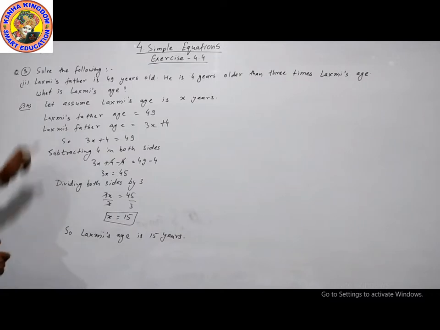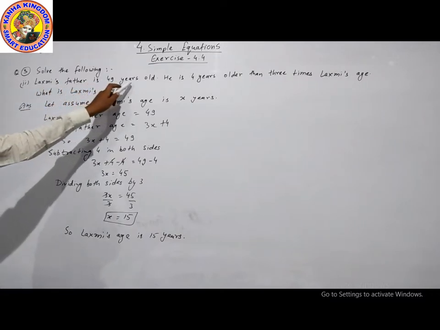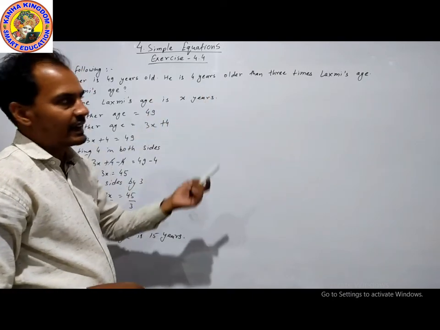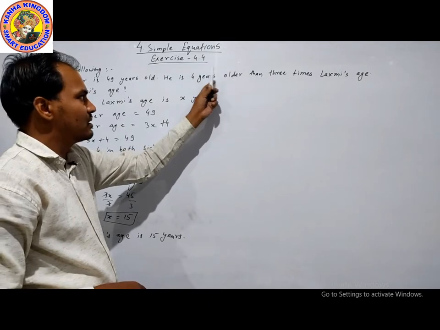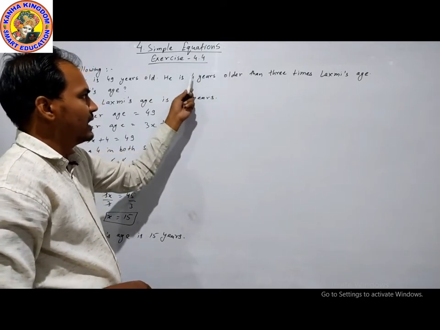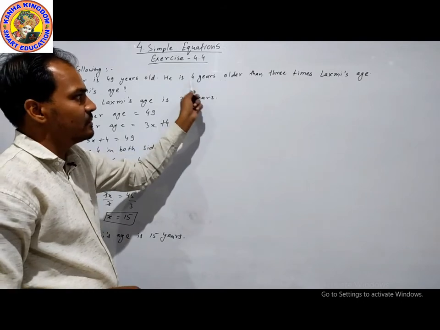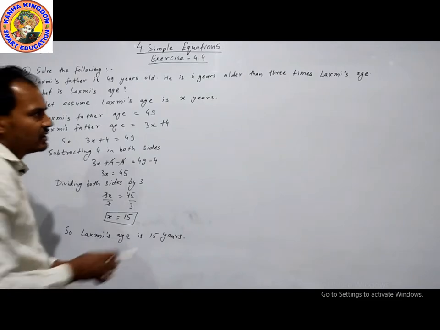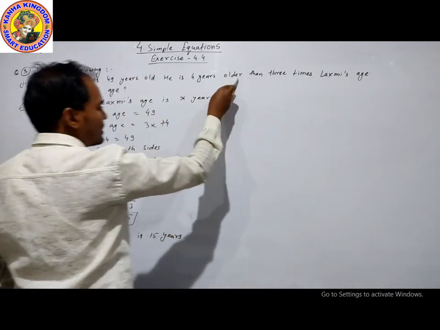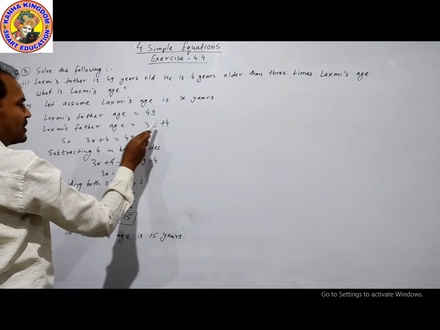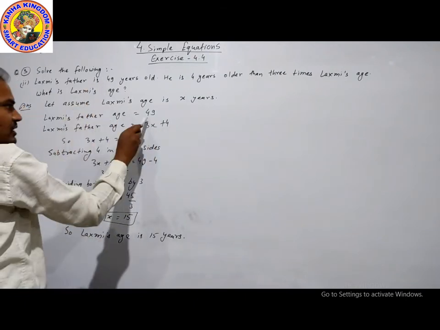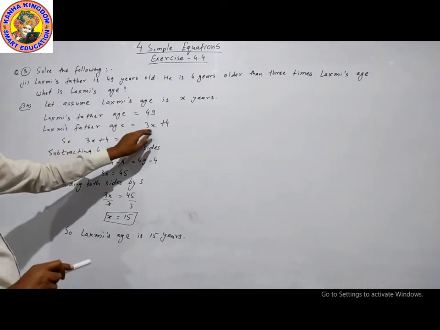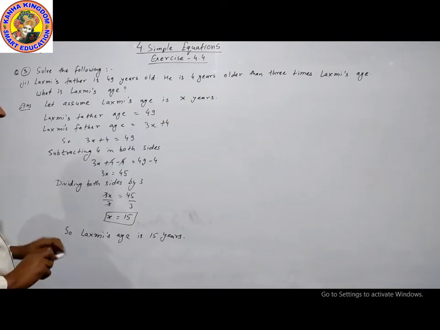Let's take beginning from this question. Lakshmi's father is 49 years old. He is 4 years older. Older means greater. Greater will use plus 4. Father's age is plus 4. Then 3 times Lakshmi's age. Lakshmi's age is x. So 3 into x plus 4. This is father's age. The father's age is 49. Both are equal, so 3x plus 4 is equal to 49.